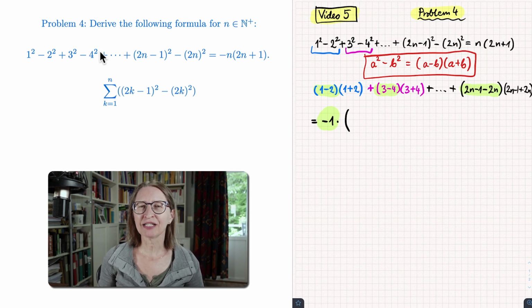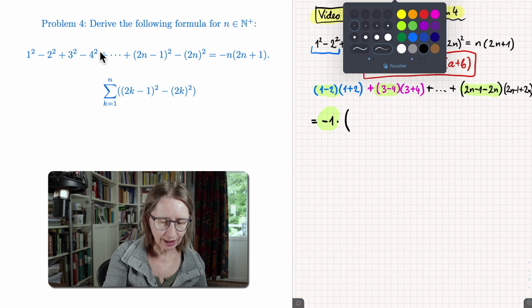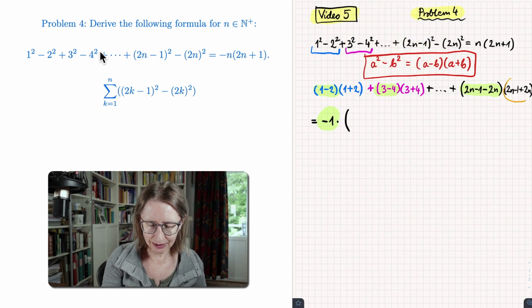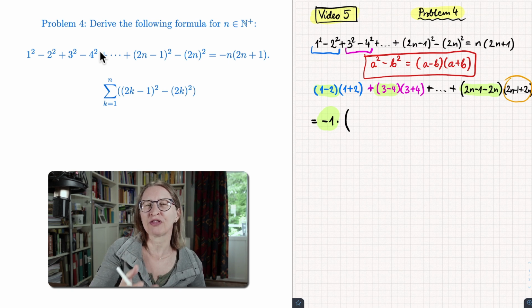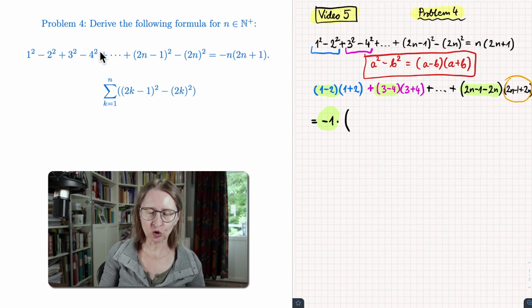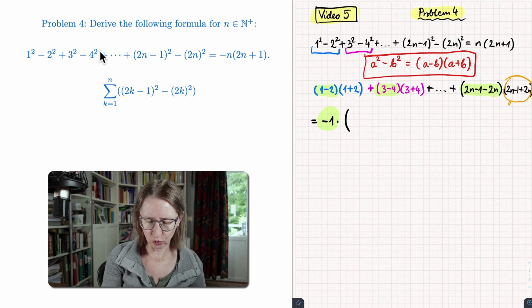Now, the best thing is to look at the last one here, because this last one can give you a hint what kind of formula you can use for the previous ones. So what do you get in the last parenthesis? 2n plus 2n is equal to 4n, and then I have minus 1.